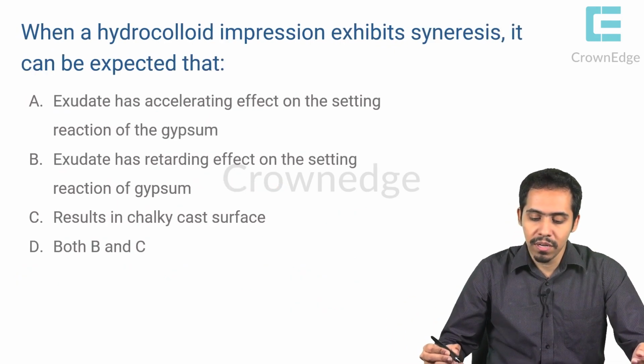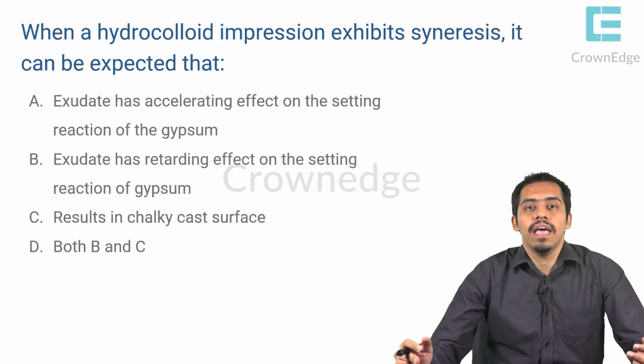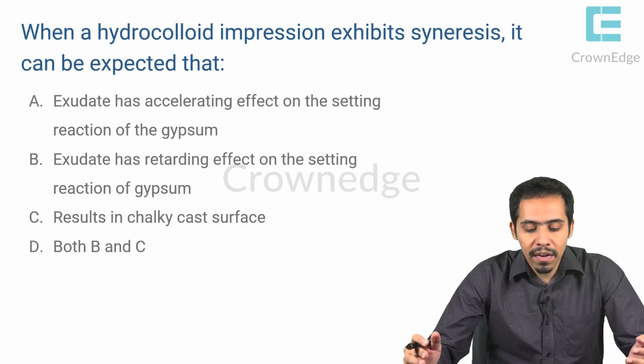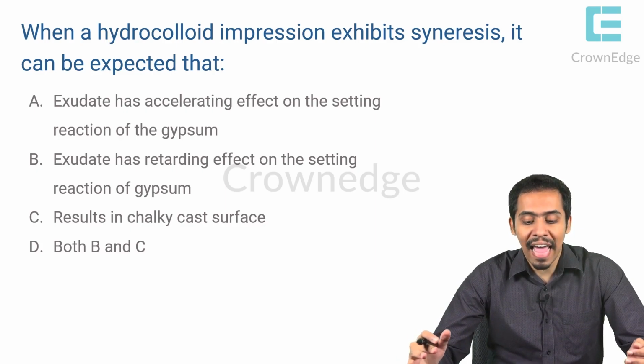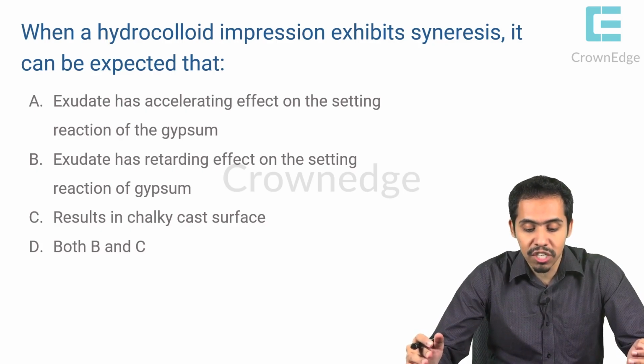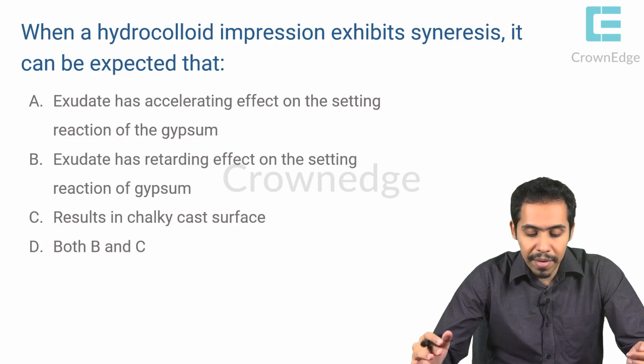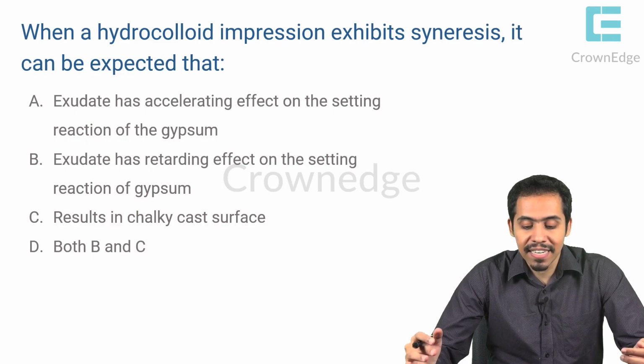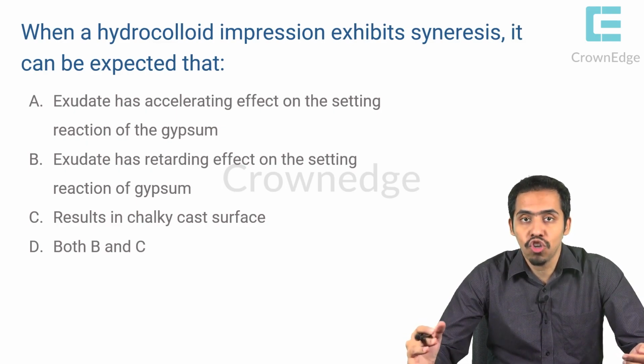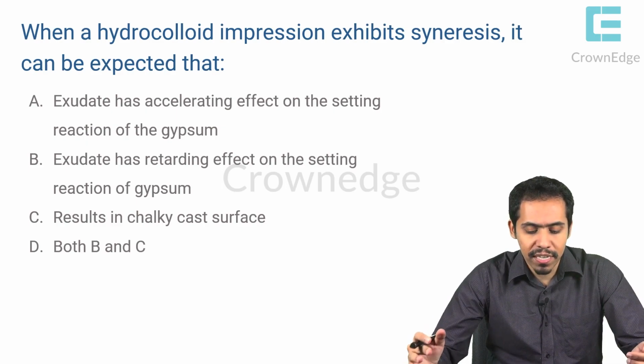Now coming to the next MCQ, that is, when a hydrocolloid impression exhibits syneresis, it can be expected that A, the exudate has an accelerating effect on the setting reaction of the gypsum. B, the exudate has a retarding effect on the setting reaction of the gypsum. C, it results in a chalky cast surface. Or D, both B and C.